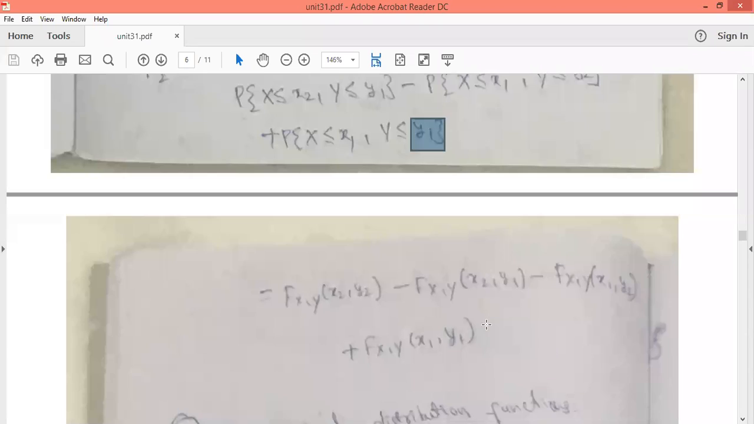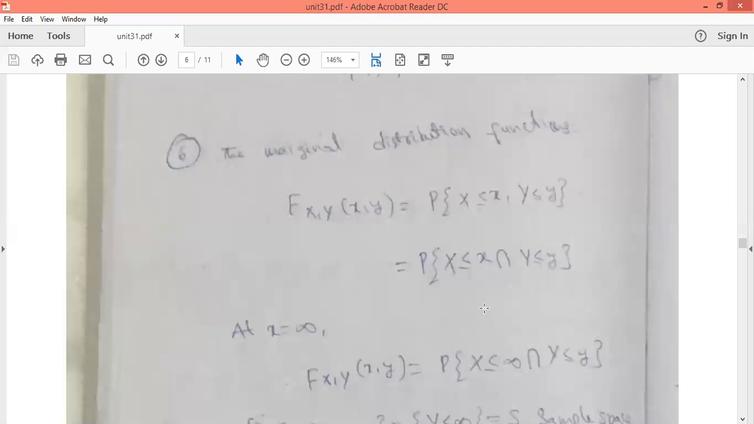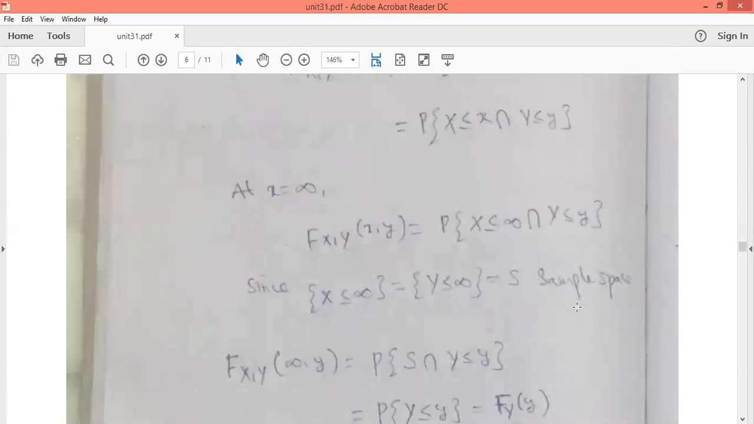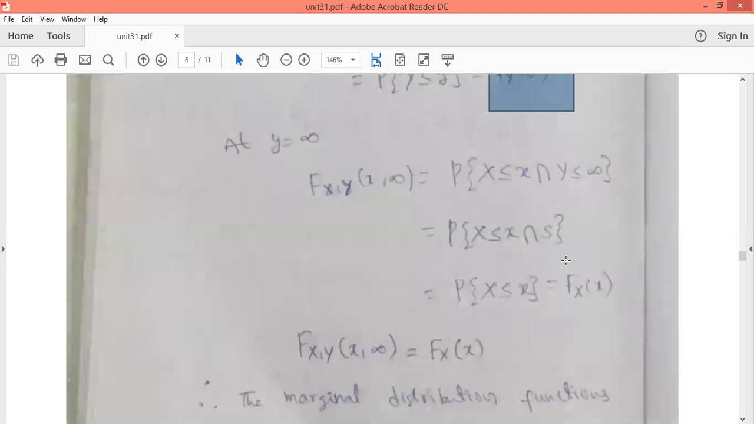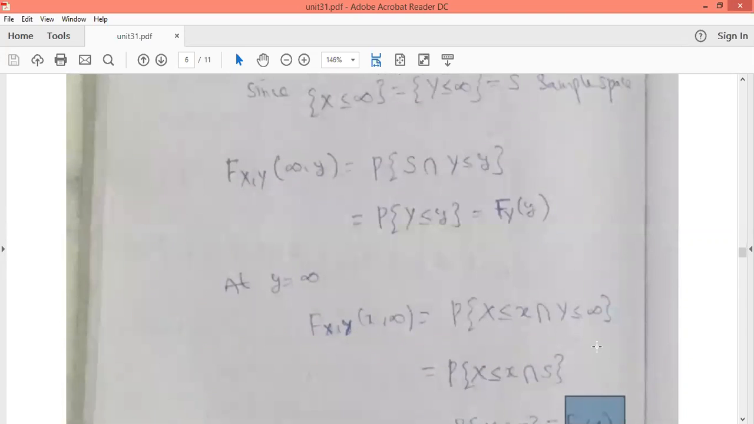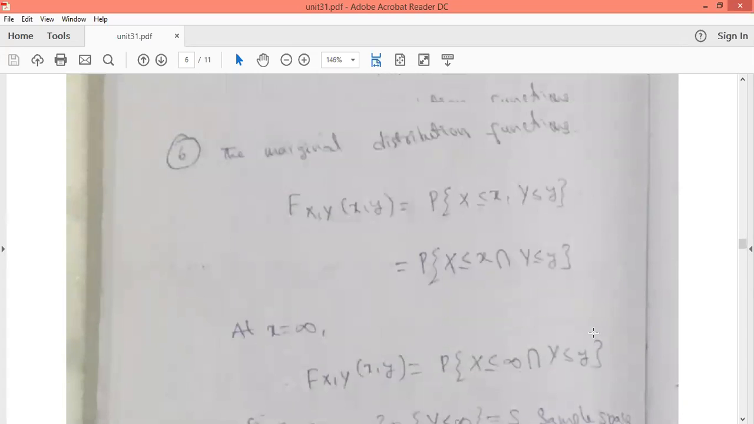Okay, now we'll see what is the sixth property. We'll be obtaining the marginal distribution function. What is the marginal distribution function? The marginal distribution function is nothing but Fy of y and Fx of x. Fy of y and Fx of x are called marginal distribution functions.